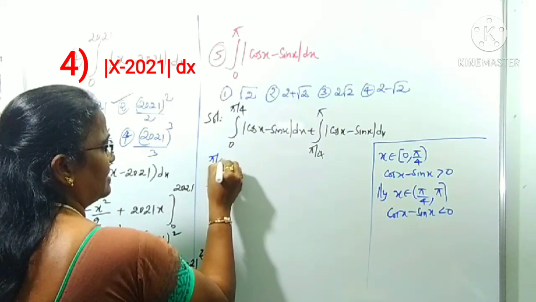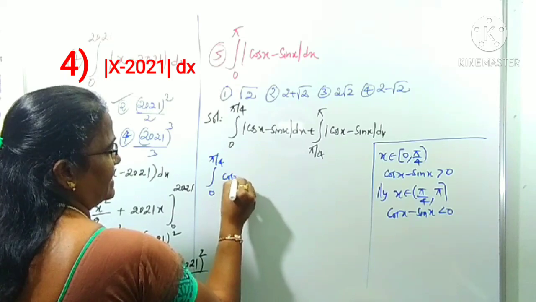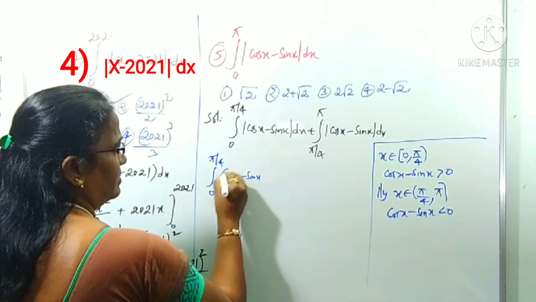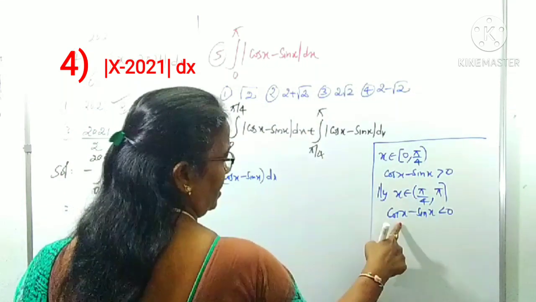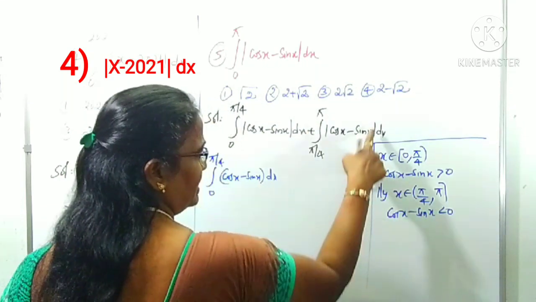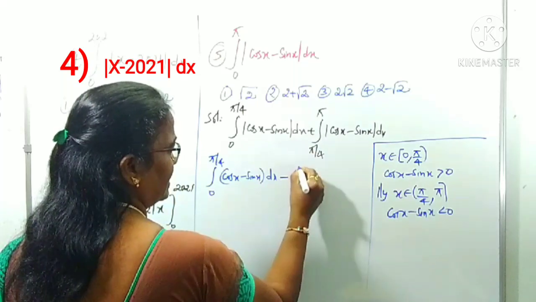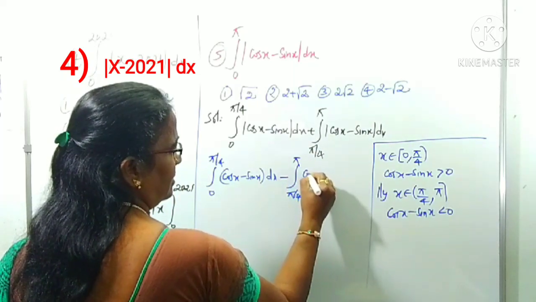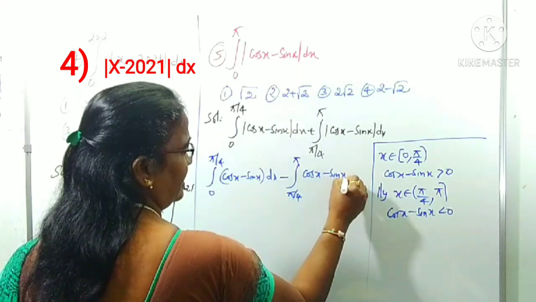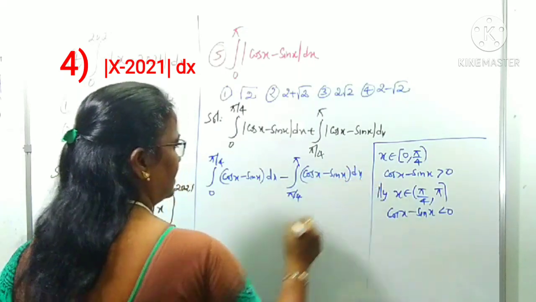We can take the limits 0 to pi by 4 with cos x minus sin x as it is, positive. But in the case pi by 4 to pi, cos x minus sin x is less than 0, which means this is negative. So it becomes minus times the integral from pi by 4 to pi of cos x minus sin x. Right? Now you can use the limits.